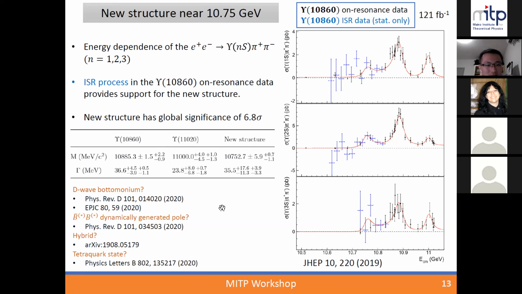There are also some interpretations for these new states. For example, the D-wave quarkonium, the dynamically generated pole, and hybrid, or the candidate of the tetraquark.